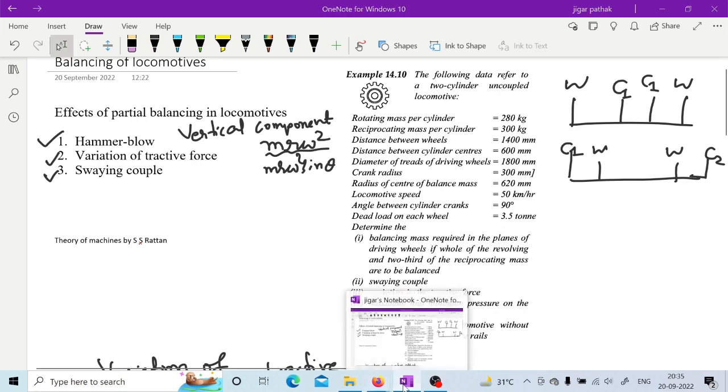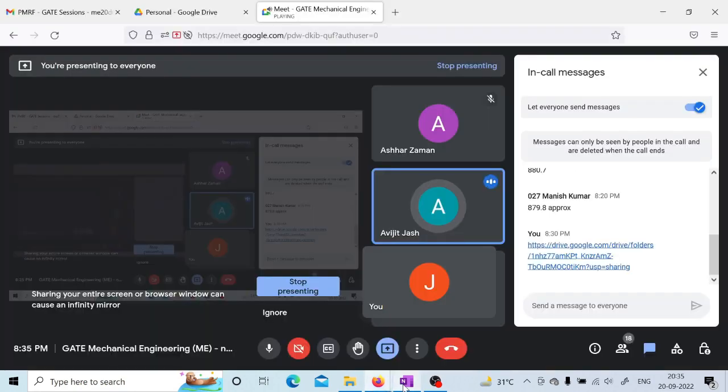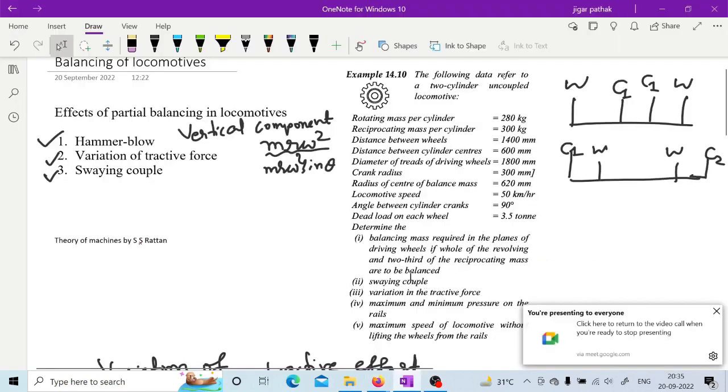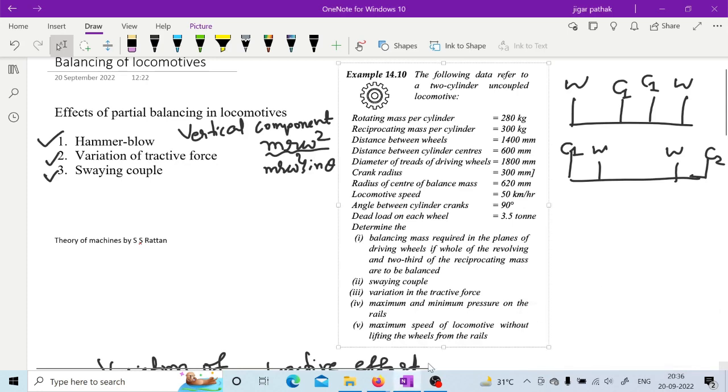Yes, sir. Then the swaying couple you need to do, then the variation in the tractive force, then the maximum and minimum pressure on the rails, and then the speed of the locomotive without lifting the wheels from the rails. So we can see all one by one. If you go for the first one, then it is very simple.